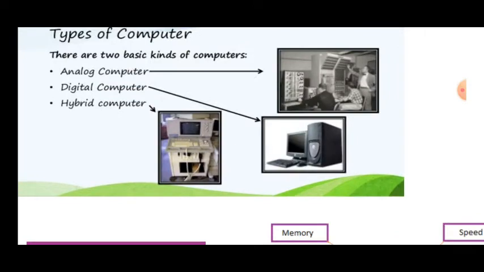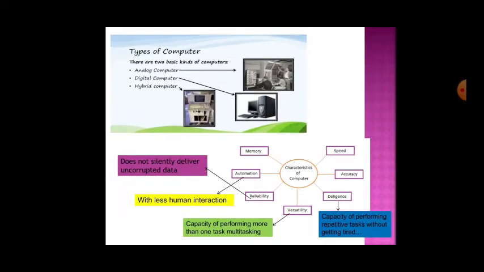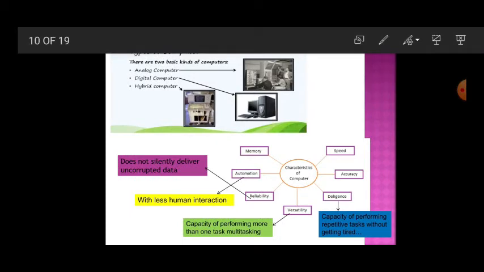So this is the hybrid computer, which contains analog data as well as digital data, and this is your modern PC. So this is the analog computer, this is the hybrid computer, and this is your normal PC. Now, let us see some of the characteristics of computer.